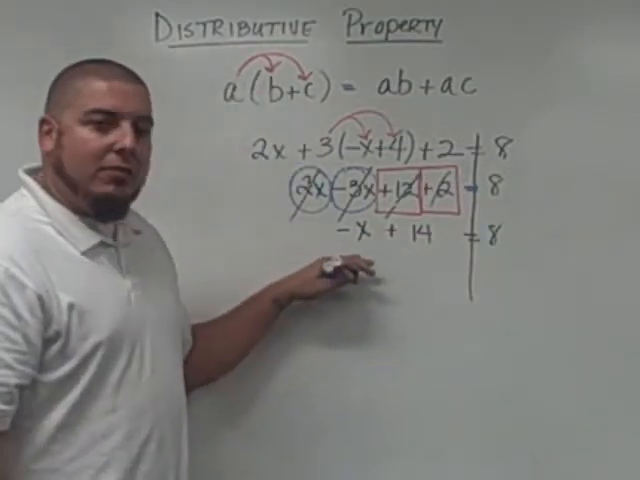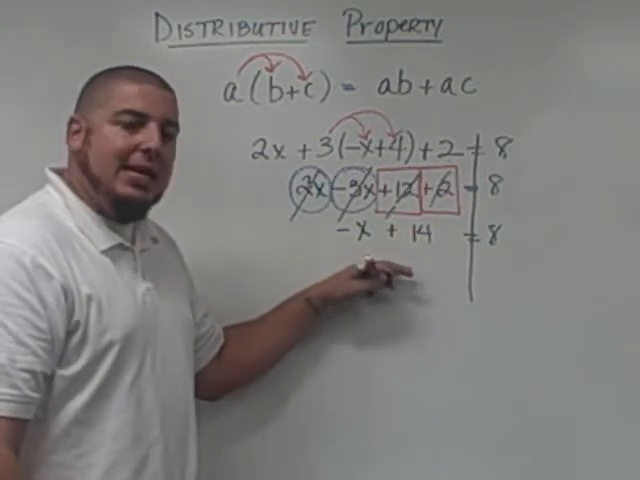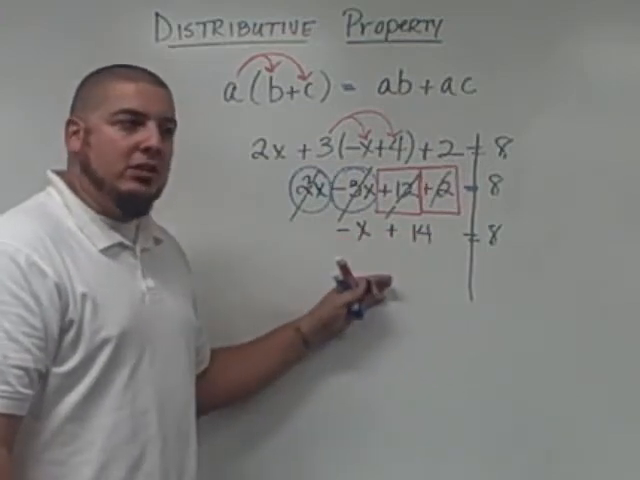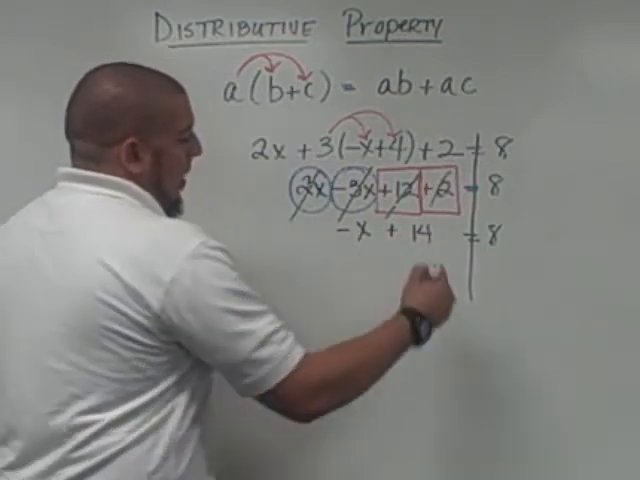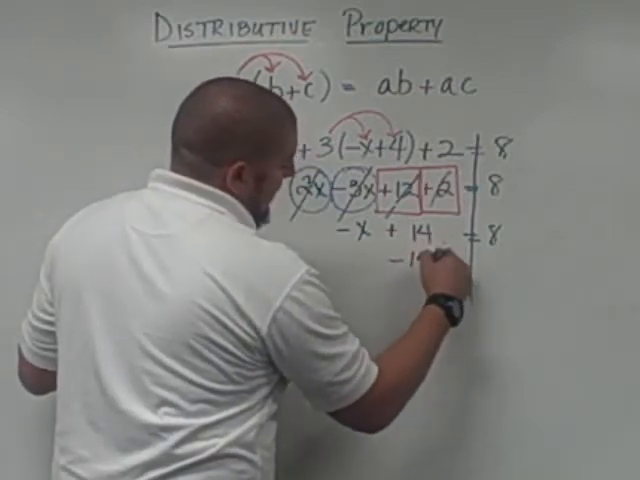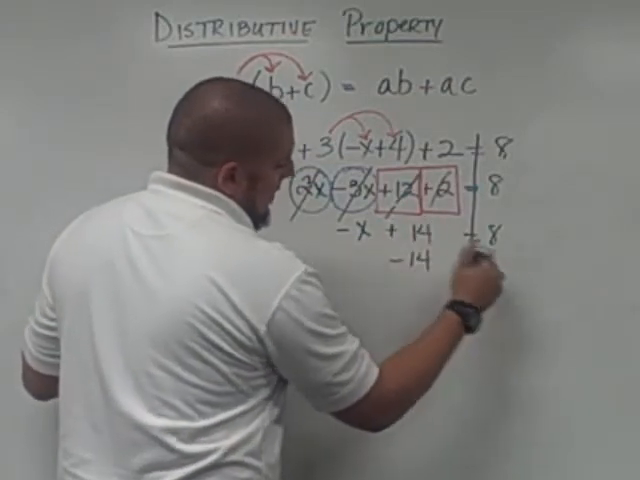Now I'm into a part of my equation that I should be able to solve easily. At this point, you should be able to solve these equations pretty simply. So I'm going to subtract 14 from both sides because I've got to do my addition and subtraction first.